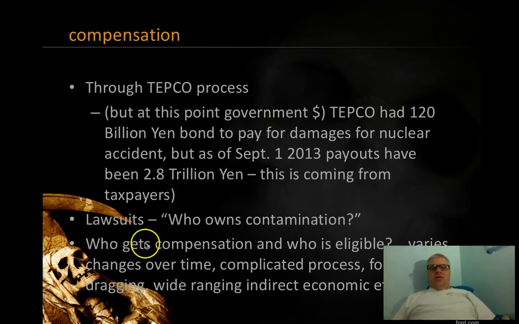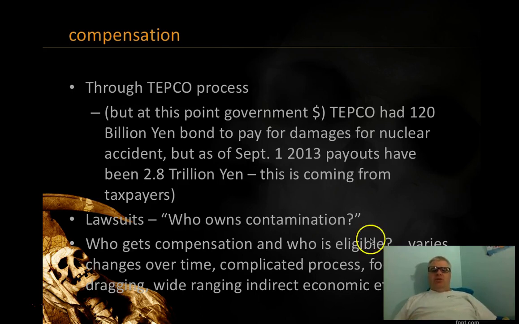And then TEPCO is the name of the company that owns the Fukushima power plant, and they have spent trillions of yen, which is billions of dollars, to try and do some decontamination to compensate the people that had to be moved from their homes.